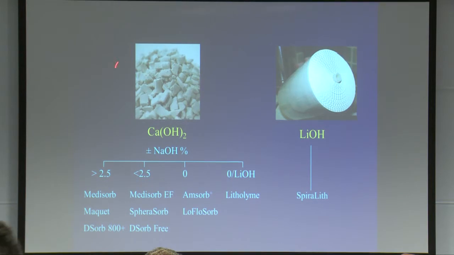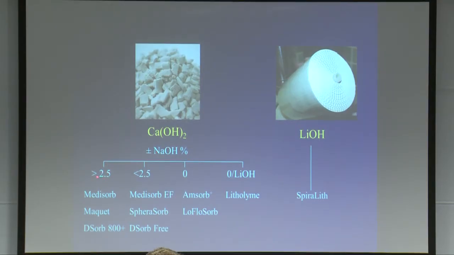These are the granules we're familiar with. This is basically a sheet wrapped around a core through which the CO2 passes. It's called the Spiralite. All the other canisters that we have available are calcium hydroxide-based canisters.